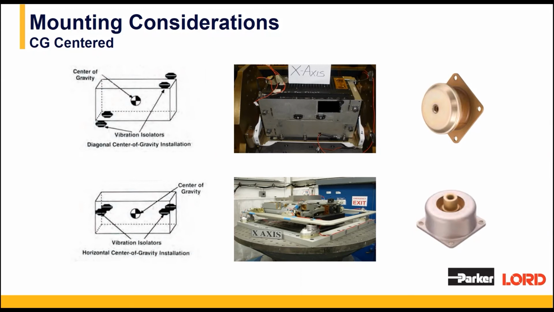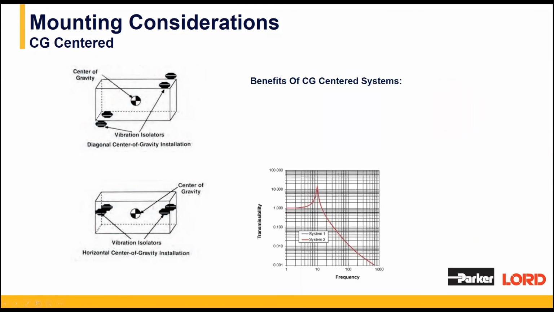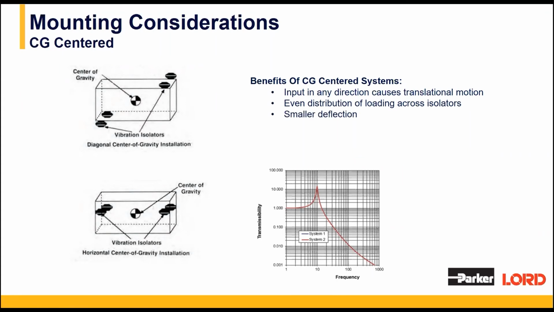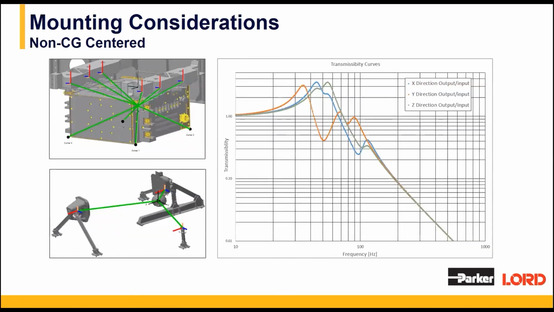In the bottom image, we see a platform surrounding the unit with our HT style mounts in 4 locations around the outside. The benefits of a CG-centered system is input in any direction causes pure translation, no rocking motions. This is a much more even distribution of loading across isolators. It results in smaller deflections compared to a rocking system, and it's more accurate in terms of prediction for a system's response. Now, let's compare that to this slide.